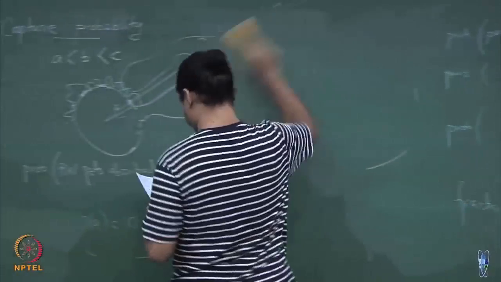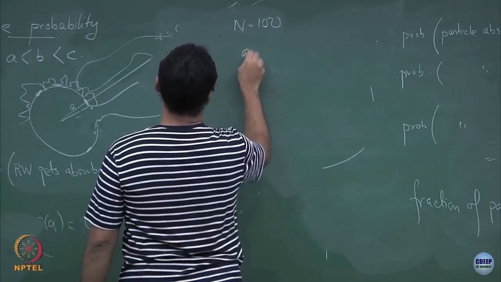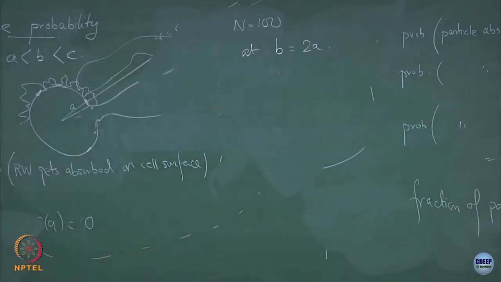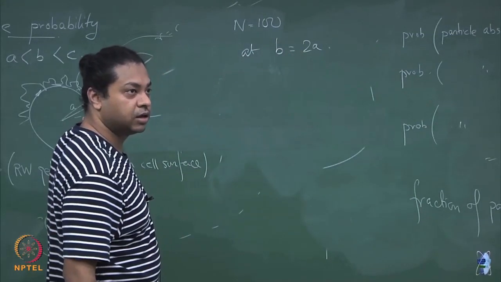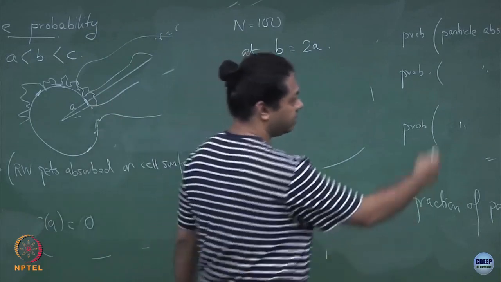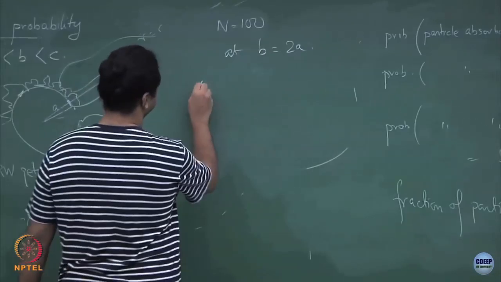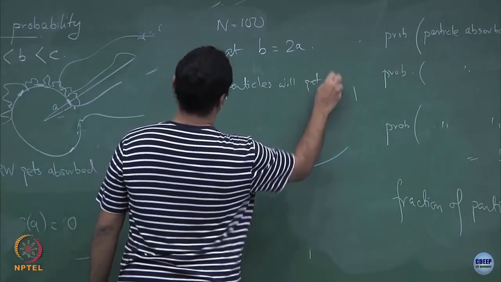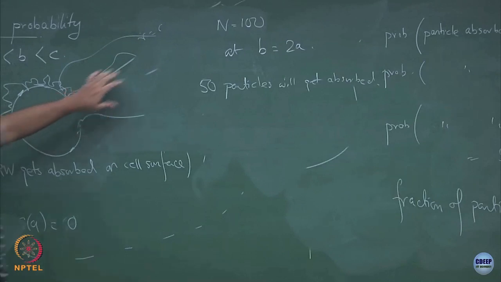So, let us say you release some n equal to 100 particles at some distance which is 2a. So, this is my starting point, I release 100 particles from there. How many particles will get absorbed at a? A by b is the probability, right. So, that is half. So, 50 particles will get absorbed at a, and all this is the sum of all trajectories. Okay. So, out of these 100 particles that I release, 50 will come and get absorbed, 50 will wander off.